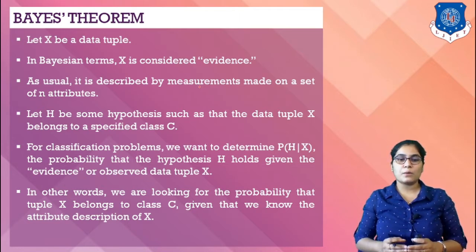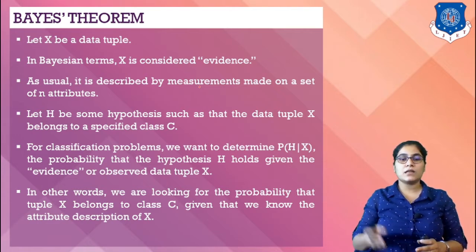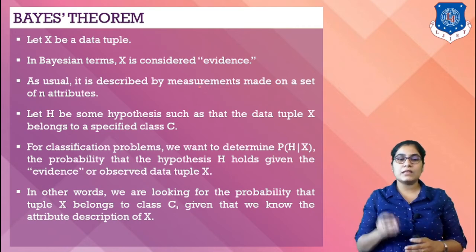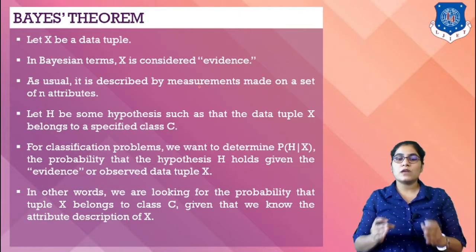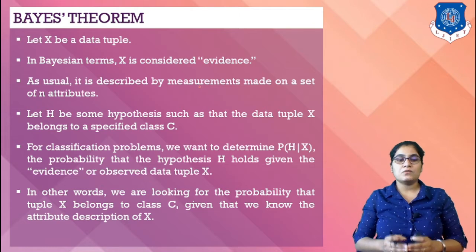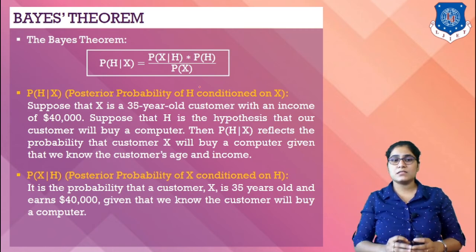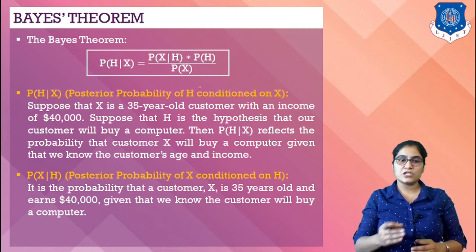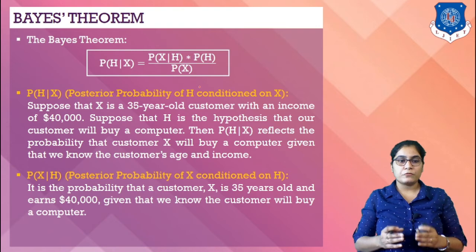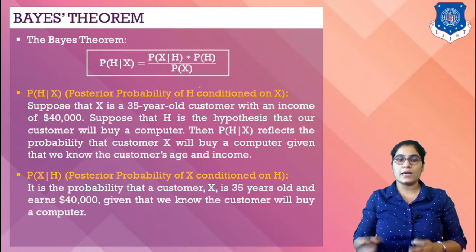For classification problems, we want to determine P(H|X), which is the probability that the hypothesis H holds given the evidence or observed data tuple X. In other words, we are looking for the probability that tuple X belongs to class C, given that we know the attribute description of X. Now, in this slide you can see Bayes' theorem. So let's understand the notations used in Bayes' theorem. First, P(H|X), which is known as the posterior probability of H conditioned on X.